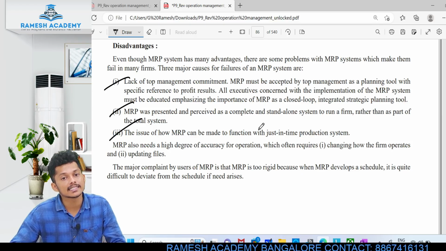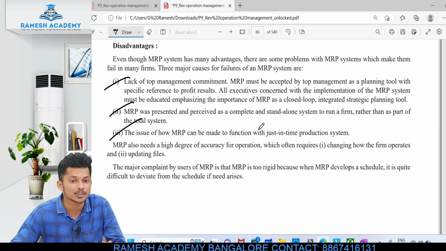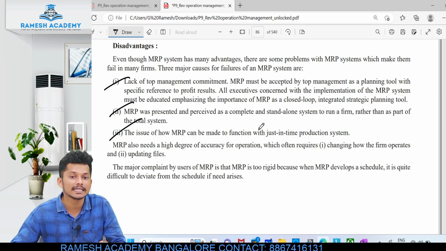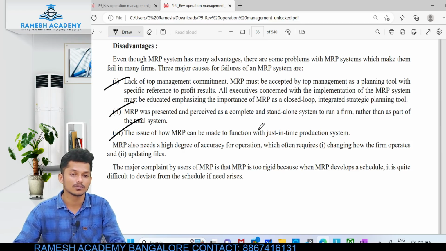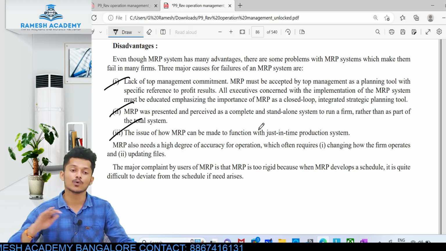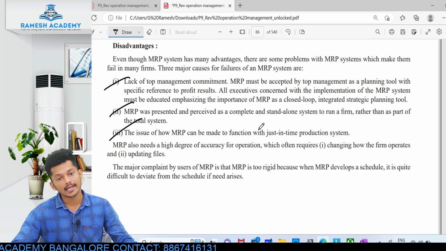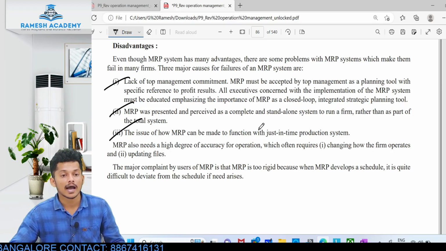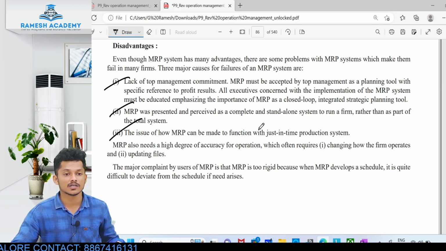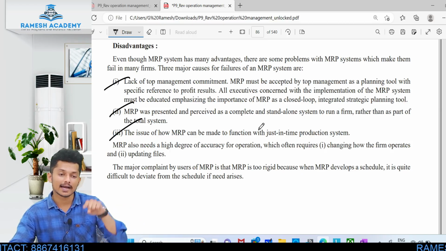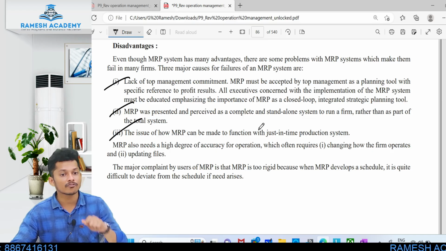So all executives concerned with the implementation of the MRP system must be educated, emphasizing the importance of MRP as a closed loop integrated strategic planning tool. Being a manager, I go accordingly with the MRP, and this must be accepted by the top management. Why? Because I am planning to reduce the cost here. If I reduce the cost, profit will be more. So ultimately the activity I am doing is profit related, right?